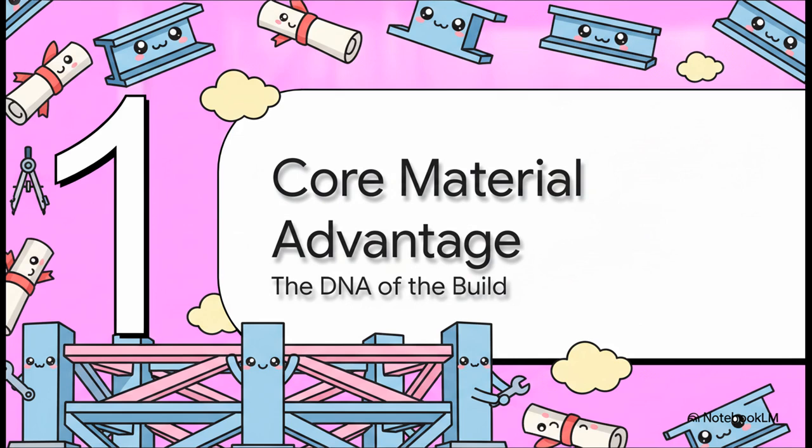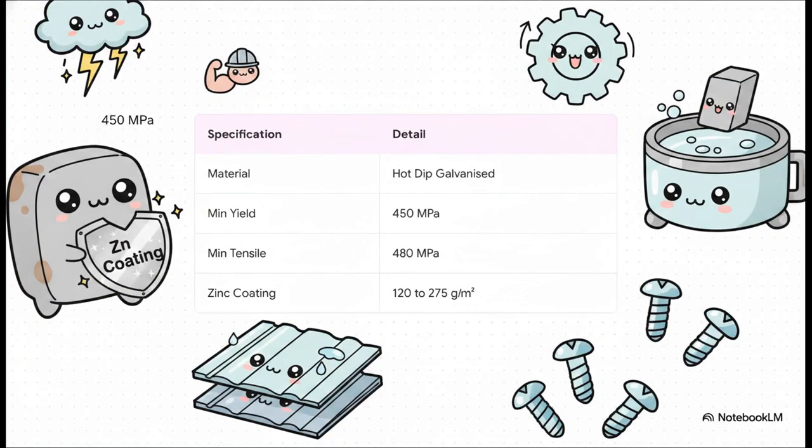All right, let's dive into part 1, the core material advantage, the DNA of the build. A structural design is really only as good as the raw material it's built from. You could have the most genius blueprint in the world, but if your steel isn't up to par, the project is compromised from day one.